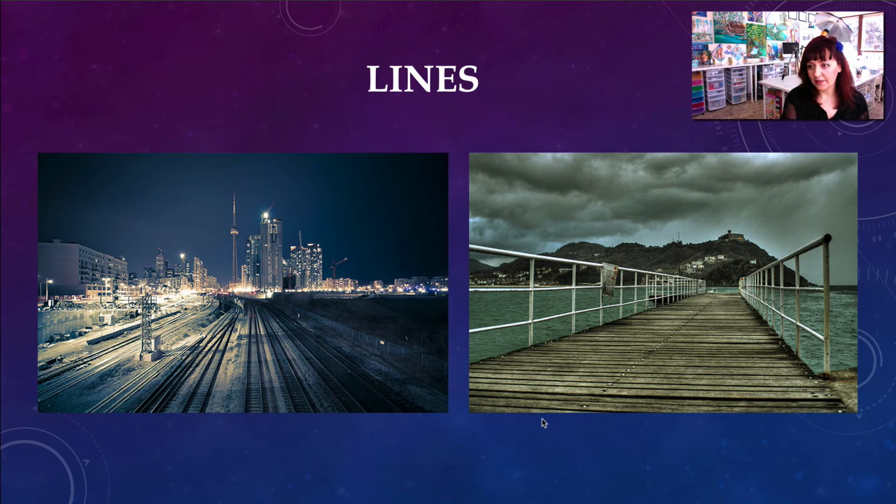Here are a couple of examples about lines in photography. In this picture on the left-hand side, we see the railways. These are lines. So in your assignments, when you're going to look for lines, you could actually use this as an example. Look around the house and see what you can see that has clear lines that you could use.